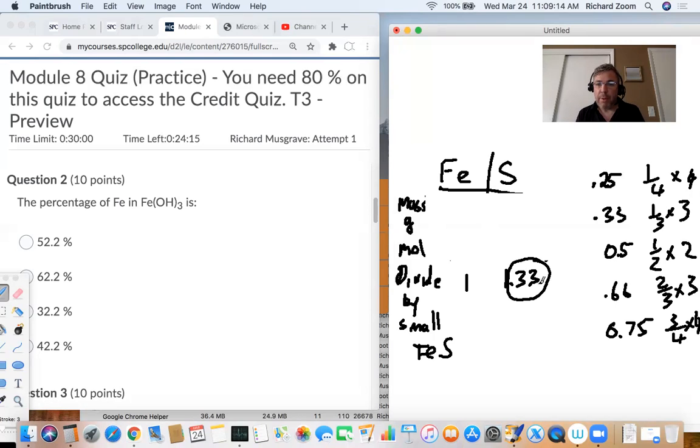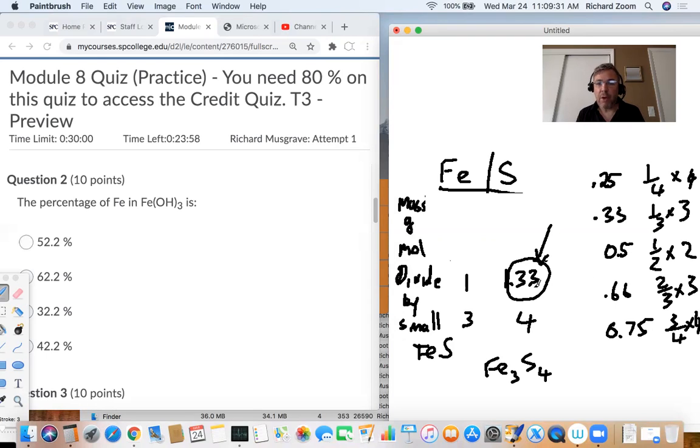So if it's 1.33, I'm multiplying by 3, but I have to multiply both by 3. So it'd be 3 and 4, which would make it Fe3S4 in that instance. So you have to be very aware of how to convert these decimals.